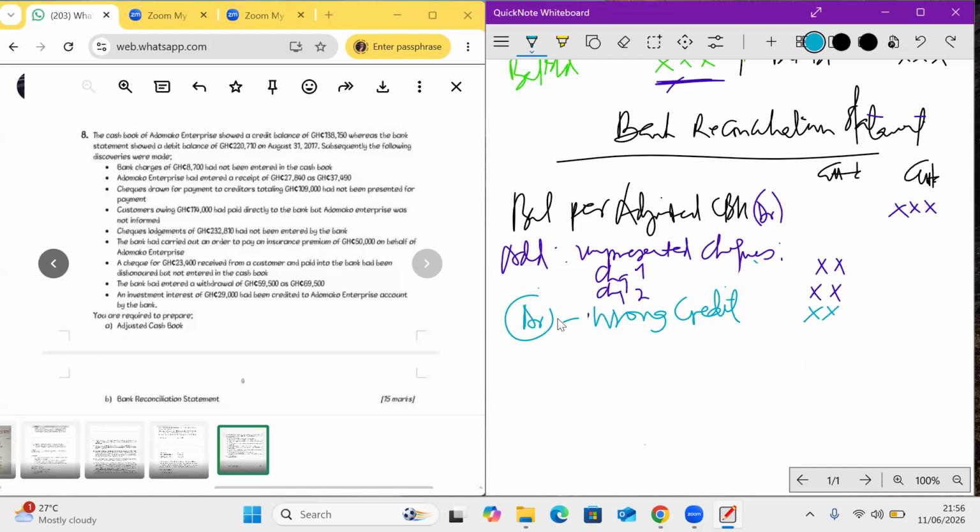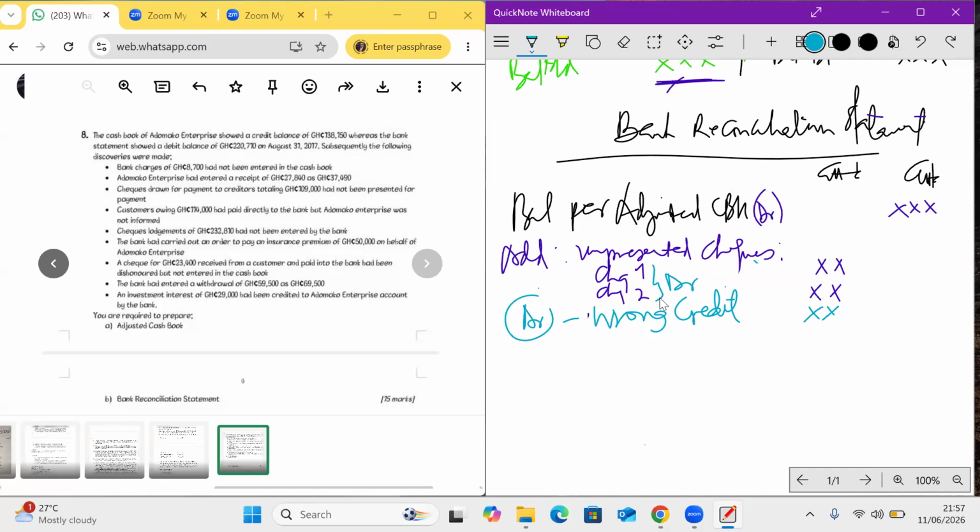So when it's an unpresented check, the bank has to debit it. Good. Wrong credit also, how will they correct it? They have to debit it. Unpresented checks, how will the bank have to correct it? Debit it. So when it's a wrong credit, the bank has to debit it.